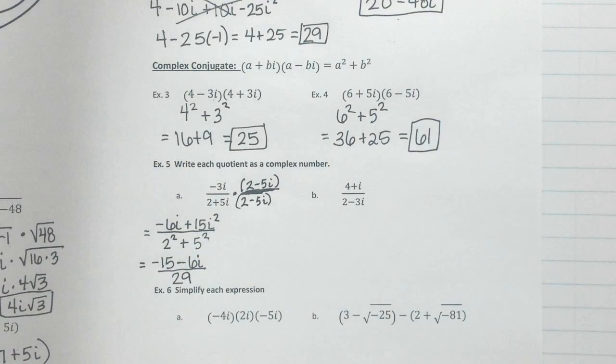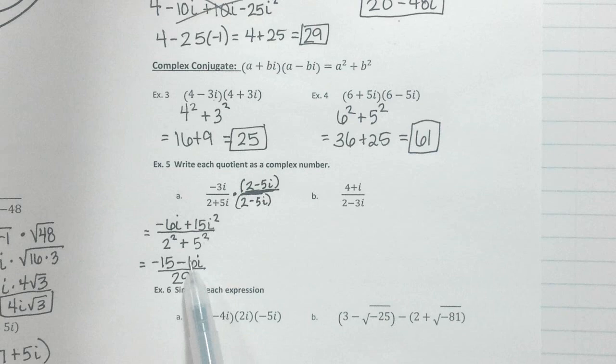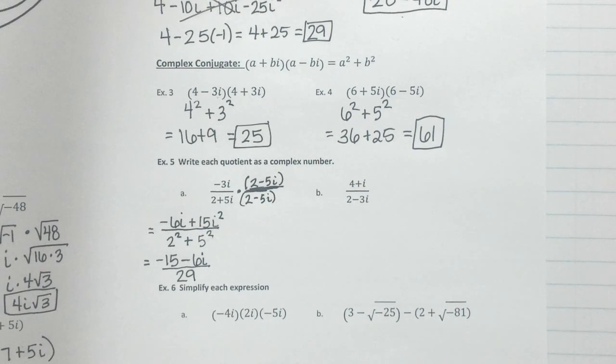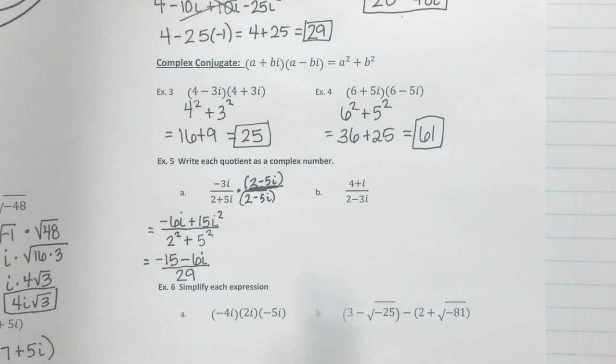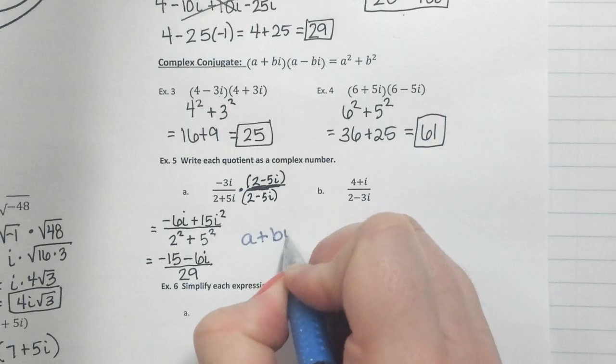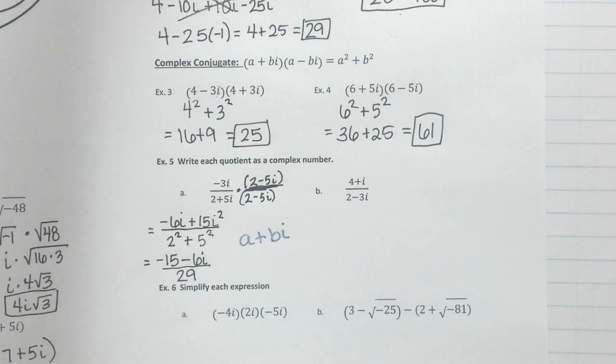Okay. Now in the real number system, something like this would be okay. We could leave that and we could move on. But in the complex number system, we can't leave it like that. Because in the complex number system, everything has to be written in a plus bi form. So the real and the imaginary have to be separated.